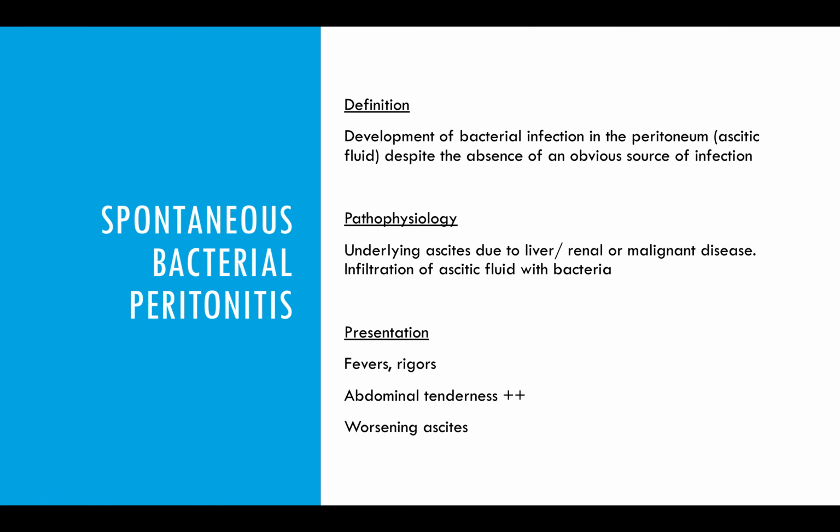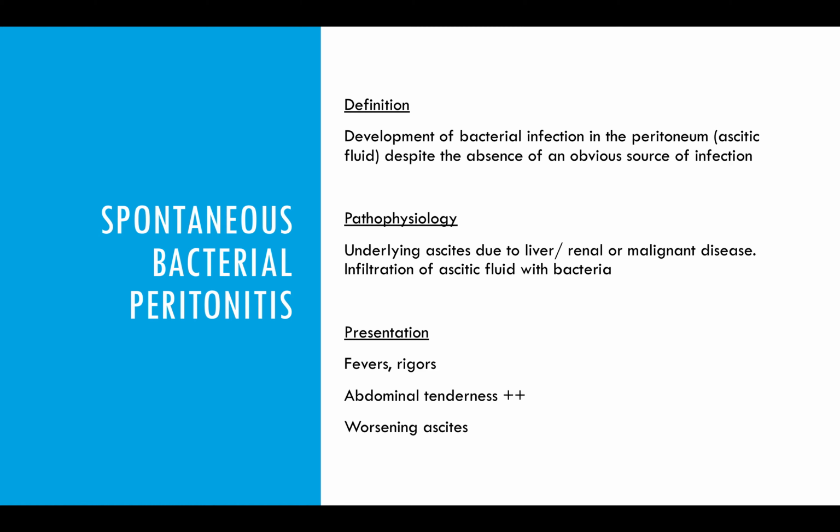Spontaneous bacterial peritonitis. So this is a development of bacterial infection in the peritoneum, so in the ascitic fluid, despite the absence of obvious source of infection. So patients, as we said before, often liver failure patients, but sometimes it's things like ovarian cancers or other tumours in the abdomen can get ascites. So they get this buildup of ascitic fluid, which is essentially lymphatic fluid that's unable to drain, and that builds up inside the peritoneum, and they get this distended abdomen.